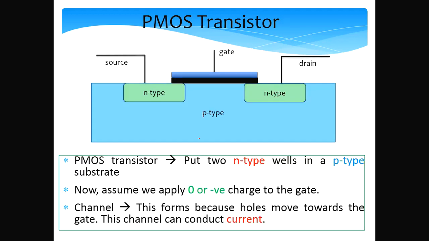Now let's take a look at the reverse, a PMOS transistor. In this case, inside a P-type well, we have two N-type smaller wells. Or actually this is not called a well, it's called a substrate. So inside a P-type substrate, we have two N-type wells. In this case, the control is actually reverse.